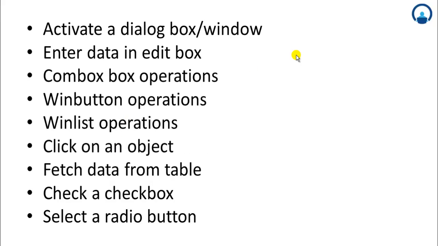So I have a list of activities which we can do, like activating a dialog box, entering data in edit box, combo box operations, win button operations. So there are different options available, different operations available. So we'll see one by one how in QTP we can make the best use of our knowledge in coding and how to apply them.